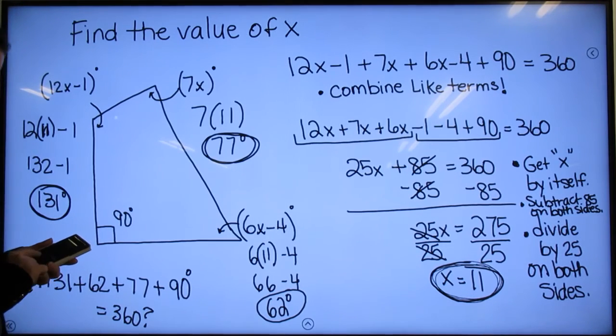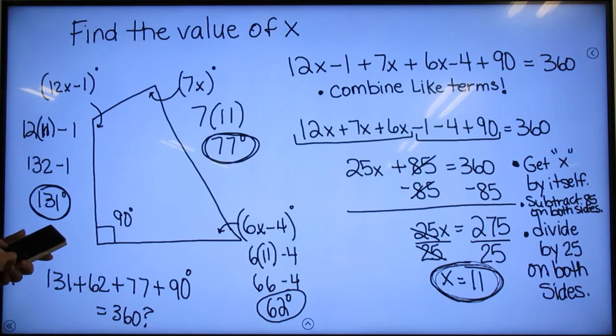There we go. 131 plus 62 plus 77 plus 90 degrees equals 360.